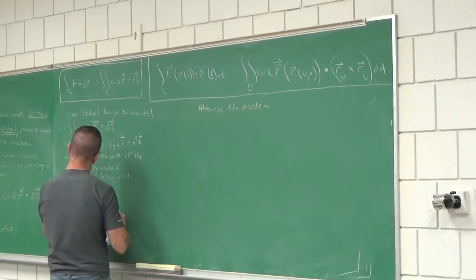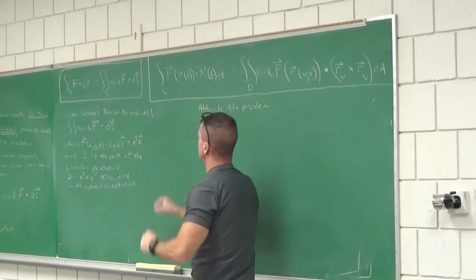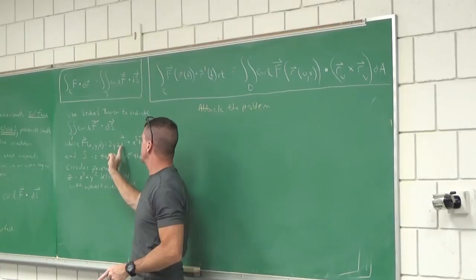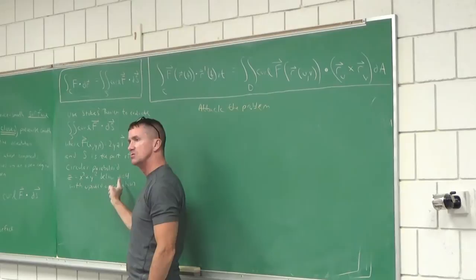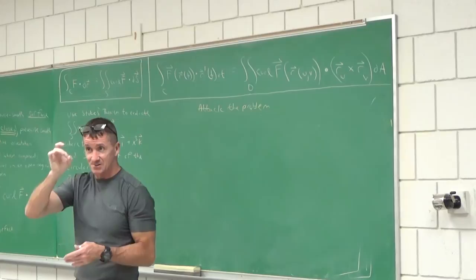Again, can you help me make a picture? Use Stokes' theorem to evaluate this, curl of F dot dS, where F is 2yz i plus x cubed, and S is the part of the circular paraboloid z equal to x squared plus y squared below z equals 4 with upward orientation. Let's draw a picture, but our focus is just going to be the boundary curve, whatever it is. We'll draw the surface, but our focus will be the curve.